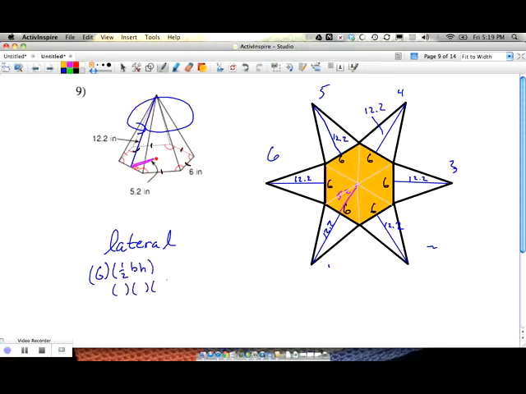Well, let's split that up now. Let's figure out what the base and height are. We know that it's going to be 6 times, well, there's the 1/2. What about the base? The base is this edge here, which is going to be 6. And the height was given to us as 12.2. Okay, that's our lateral area.